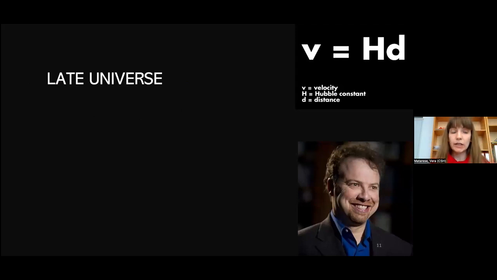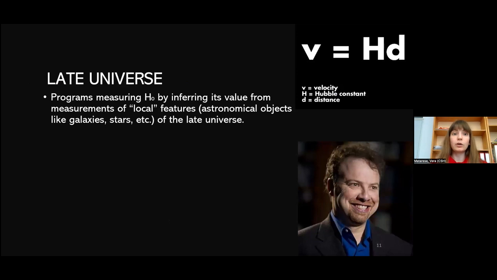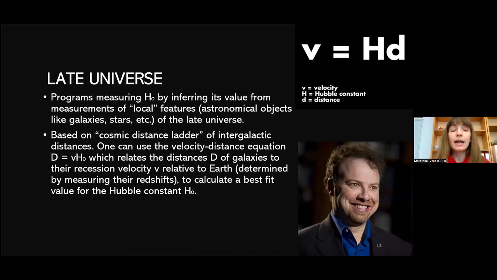On the other hand, we have a second mainstream method, which is by looking at local features of the late universe, in particular intergalactic distances. And in this way, we are able to more or less directly measure or constrain the value of the Hubble constant. So we basically have to build a cosmic distance ladder that lets us know the distances from us to objects within our galaxy and objects in other galaxies. And then we can use the equation that relates recession velocity relative to Earth and the distance of these objects to calculate the best fit value for the Hubble constant.